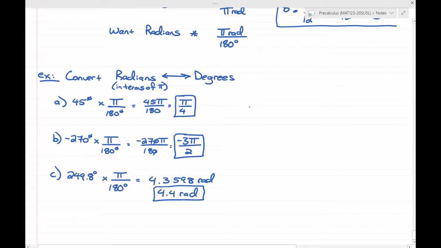Let's go the other way. What if we had 9 pi over 4 and we want degrees? Multiply by what you want over what you don't want. So I'm going to do 9 times 180 and divide it by 4. And that's 405 degrees.